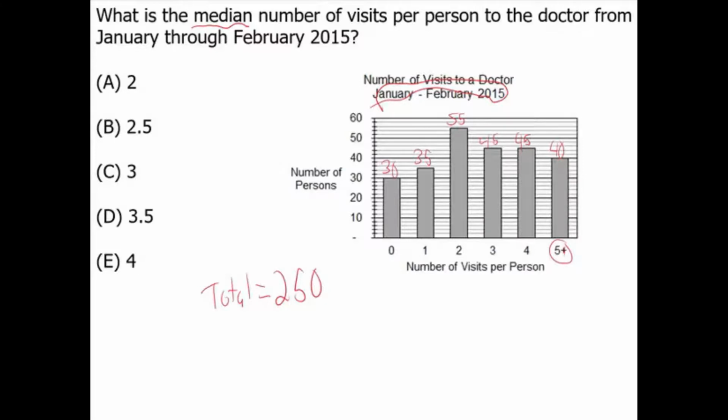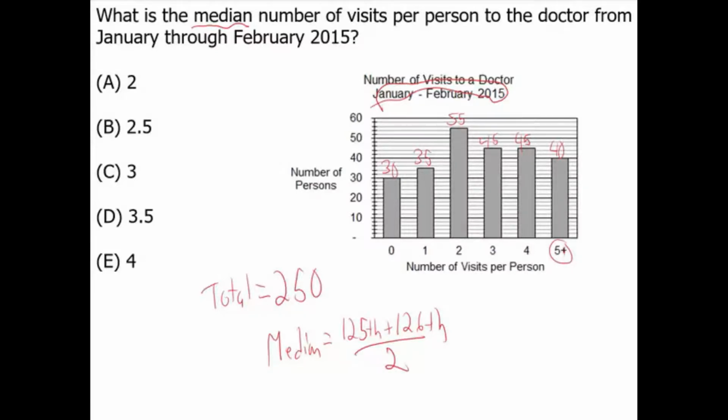Now since we have an even number here, we just can't take the single middle number, because there will be 2. So the median is going to equal the average of the 125th and the 126th person, divided by 2. There we go. All right, so let's count.